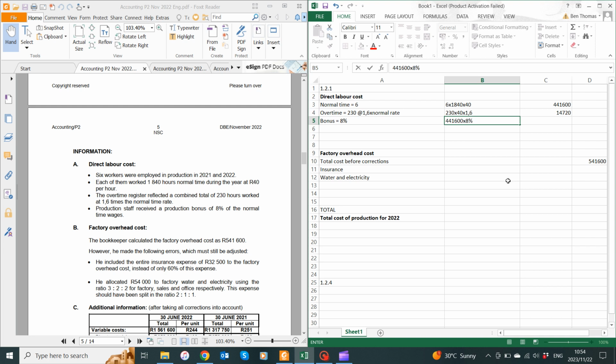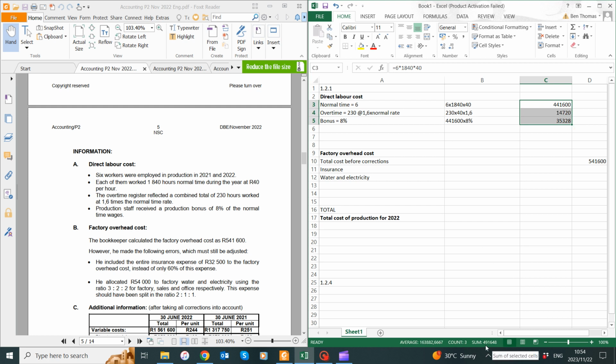Now, if we want the bonus, it's going to be 441,600 times 8%. So let's see if we can do that one here. It equals 441,600 multiplied by 8%, which is 35,328. If we want the direct labor cost, we're going to have to add all of these 3 together. I've done the calculation here with Excel. It says 491,648. So we're just going to put that there, 491,648. Just want to make sure on that, 491,648. There we go.